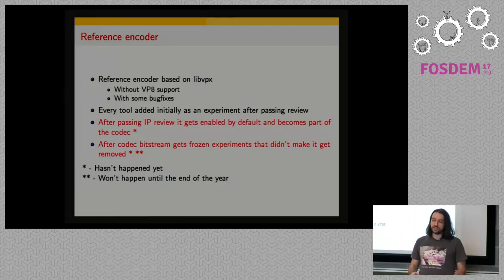So the way that the development works is companies contribute experiments, and these experiments make it into Git master of the encoder. And after being integrated, the experiments are supposed to go through intellectual property review. So there's a team of lawyers who looks at the description of the encoding tool and tries to find patents which have been updated or which haven't been updated, which match the description of what the tool does. So eventually, after the bitstream has been frozen, which should happen around Q4 of this year, all the experiments should be removed. This is what's, in my imagination, meant to happen, but it hasn't happened yet.